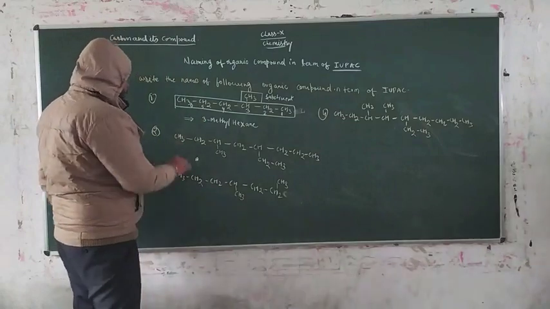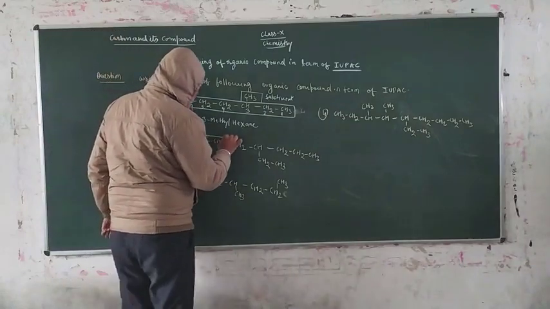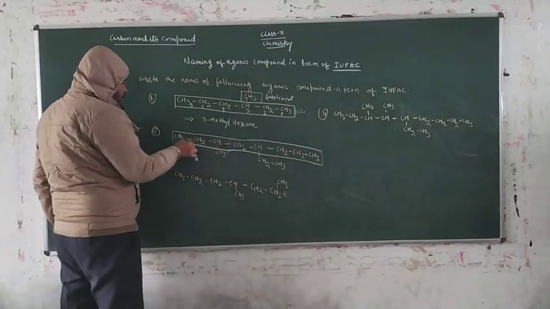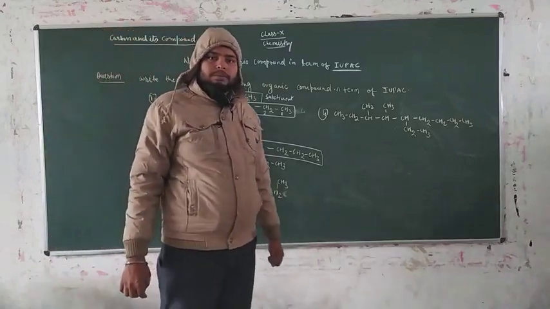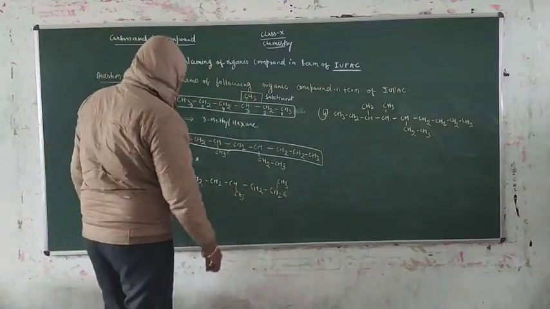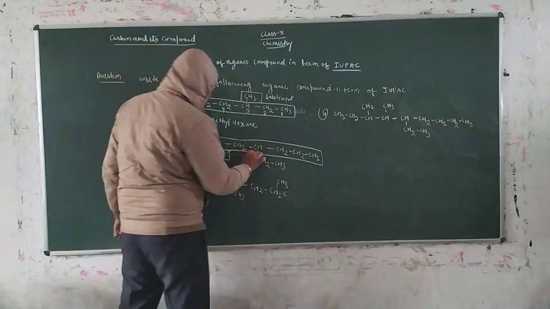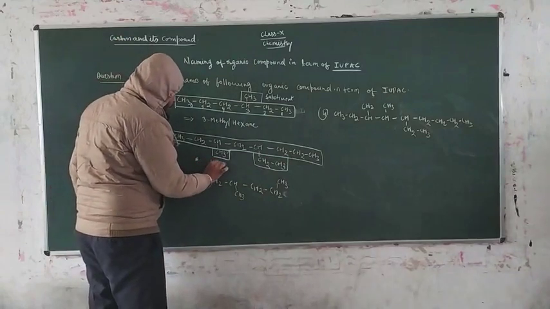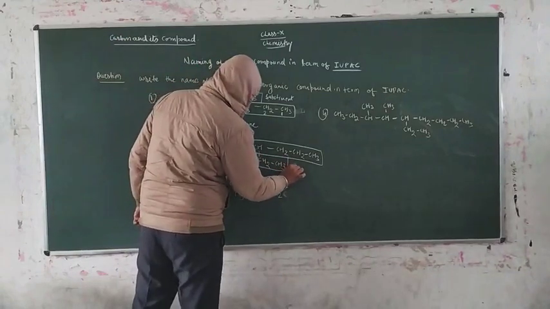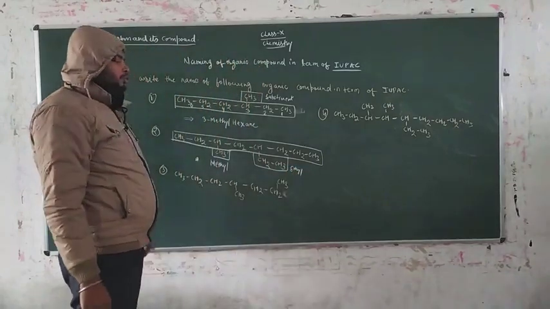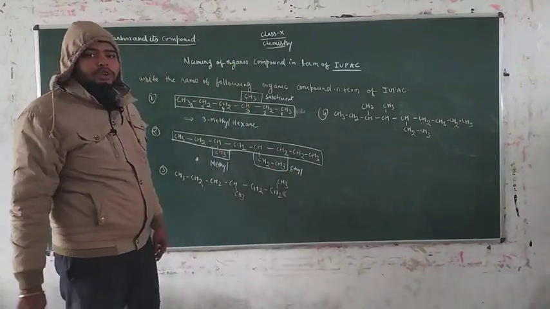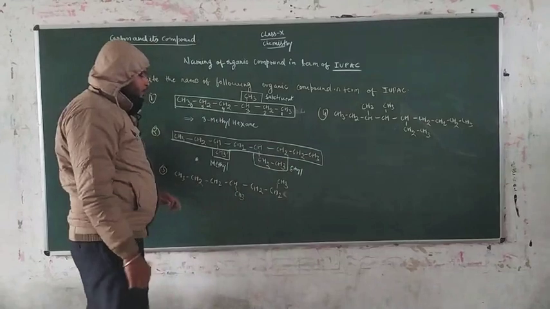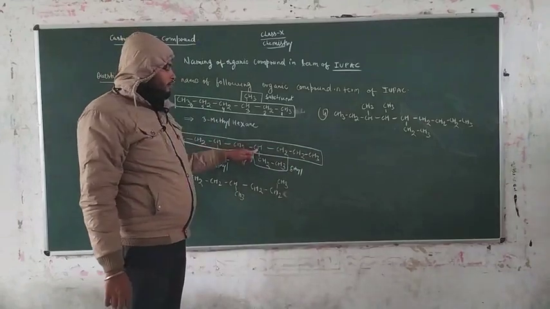Now we have to discuss the second question. Again, we have to select the parent chain. This is your parent chain, containing the largest number of carbons. There are 2 substituents present: the first one is this and the second one is this. This is methyl and this is ethyl. Applying the lowest locant rule, numbering 1 to 8 from left to right, the positions come at 3 and 5.